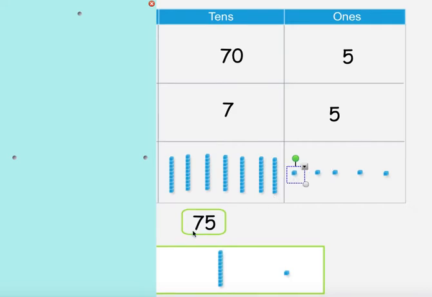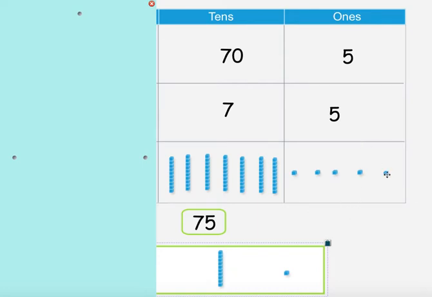And there are 7 tens. Let's count them. 1, 2, 3, 4, 5, 6, 7. We have the number 75. It's made up of 5 ones and 7 tens. Here are the 5 ones and 7 tens that we use to make 75. Well, what is the value of the number 5 and the number 7 in 75?